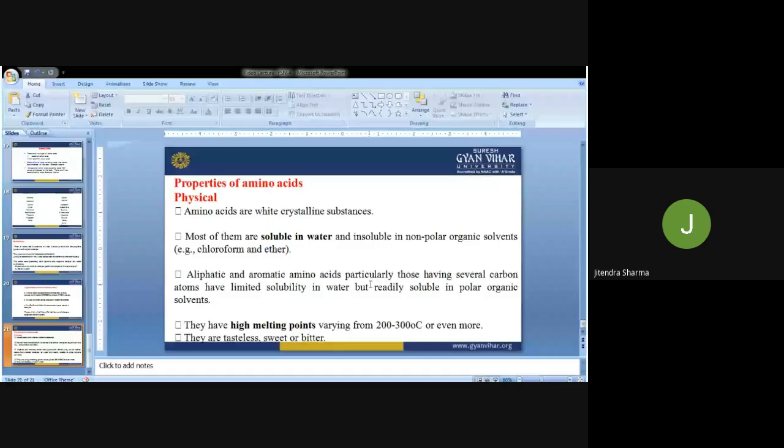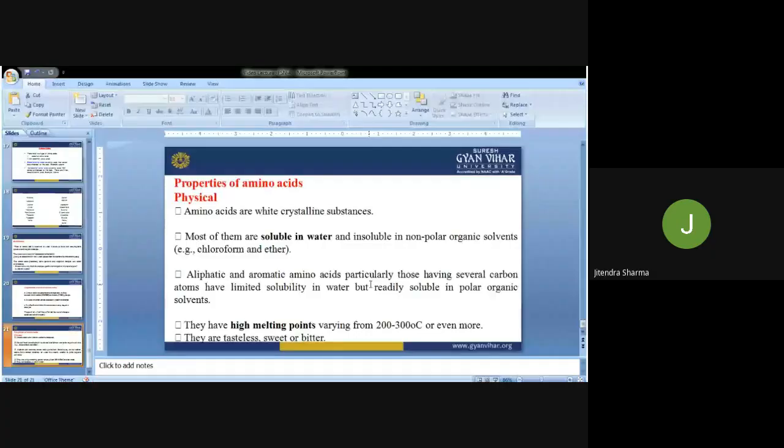But those amino acids having several carbon atoms have limited solubility in water, but are readily soluble in organic solvents. They have a high melting point, varying up to 300 degrees centigrade or even more sometimes.